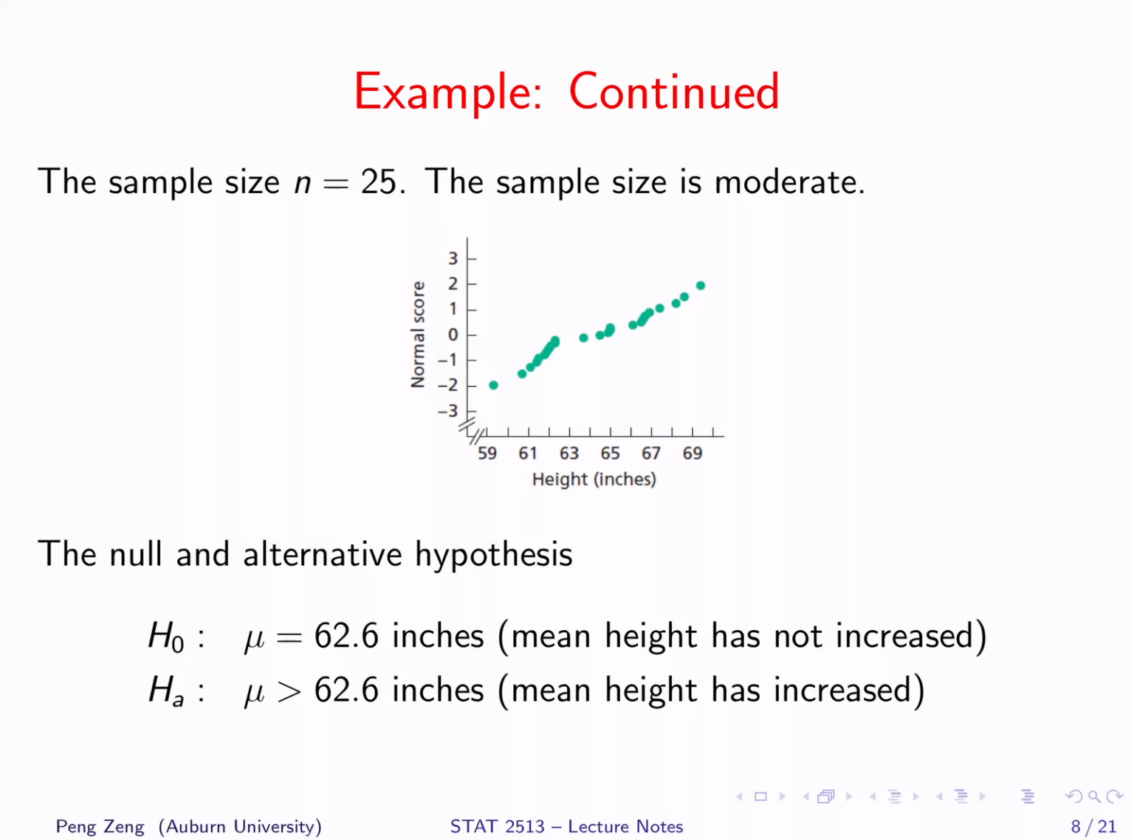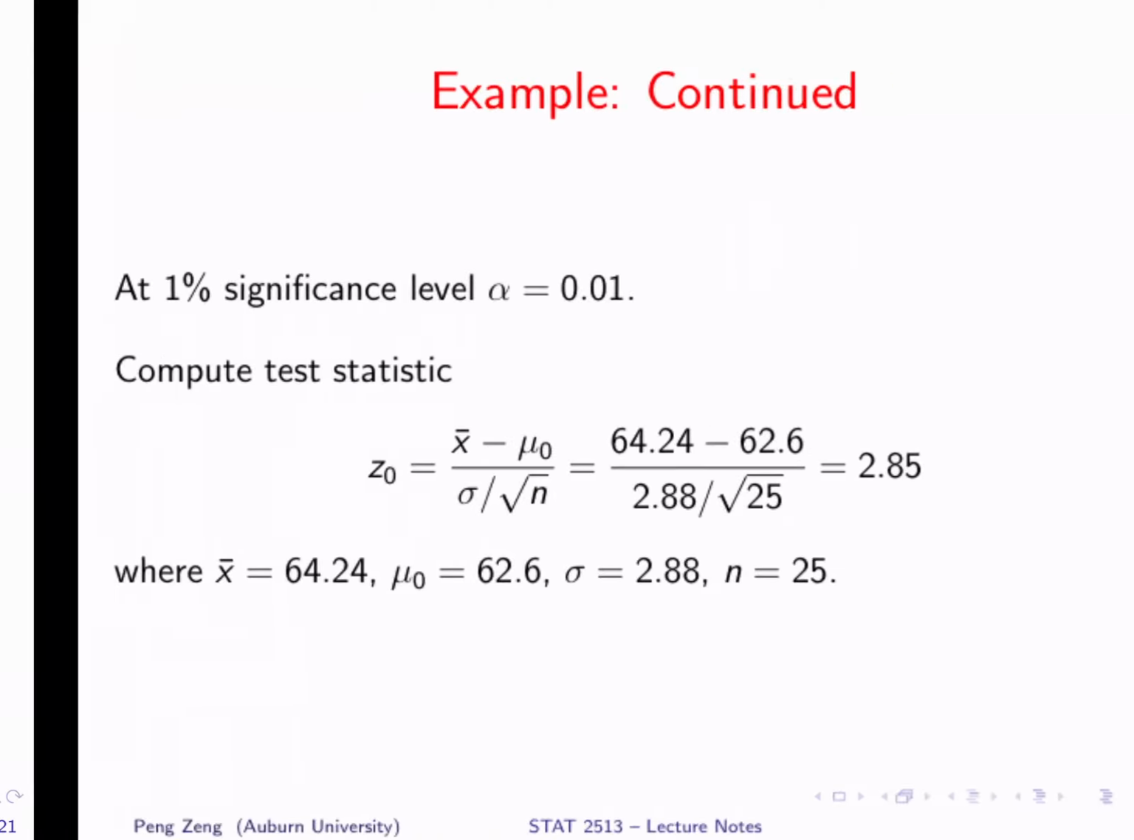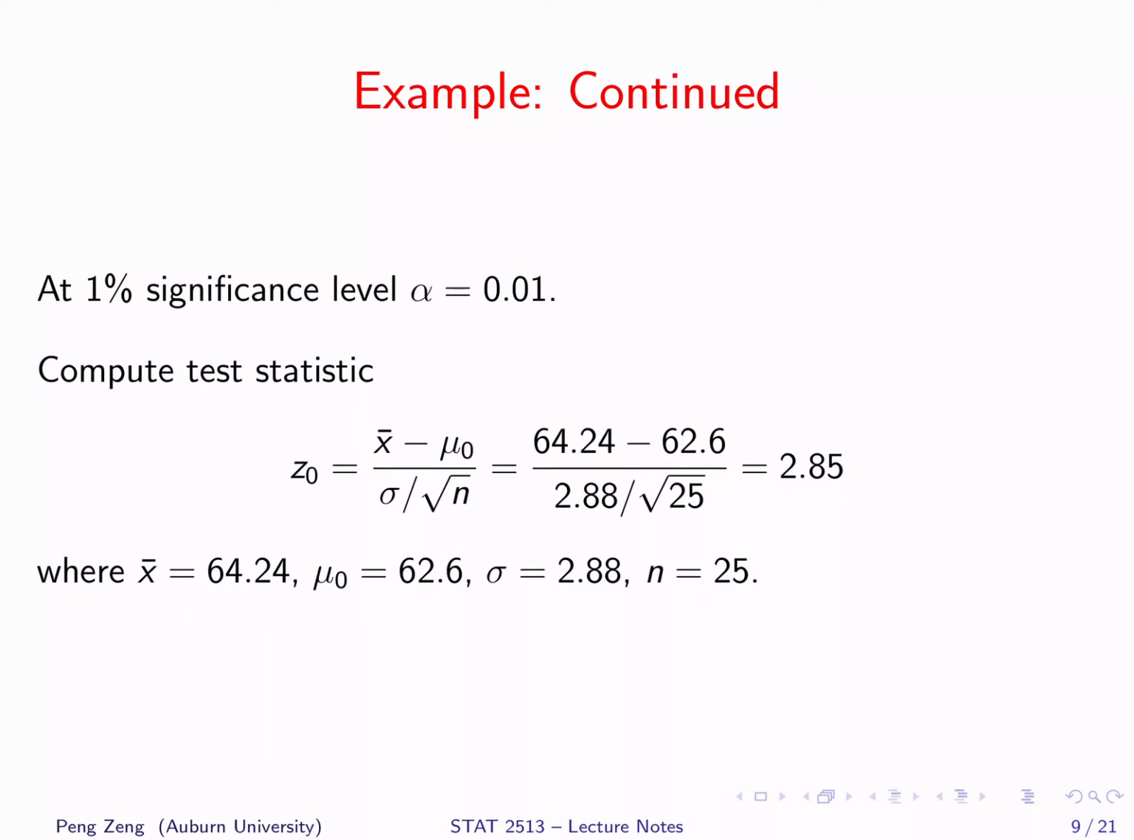According to the problem, it is suspected that the mean height of women is larger than 62.6 inches. The problem asks us whether the data provide evidence to this statement. Therefore, the alternative hypothesis is right-tailed, mu larger than 62.6. The null hypothesis is mu equals 62.6. The significance level alpha is 0.01.